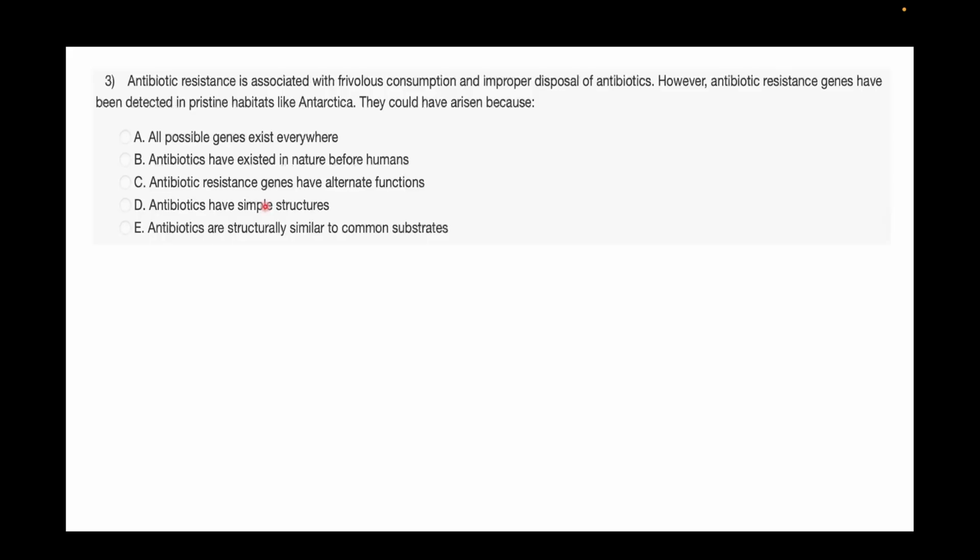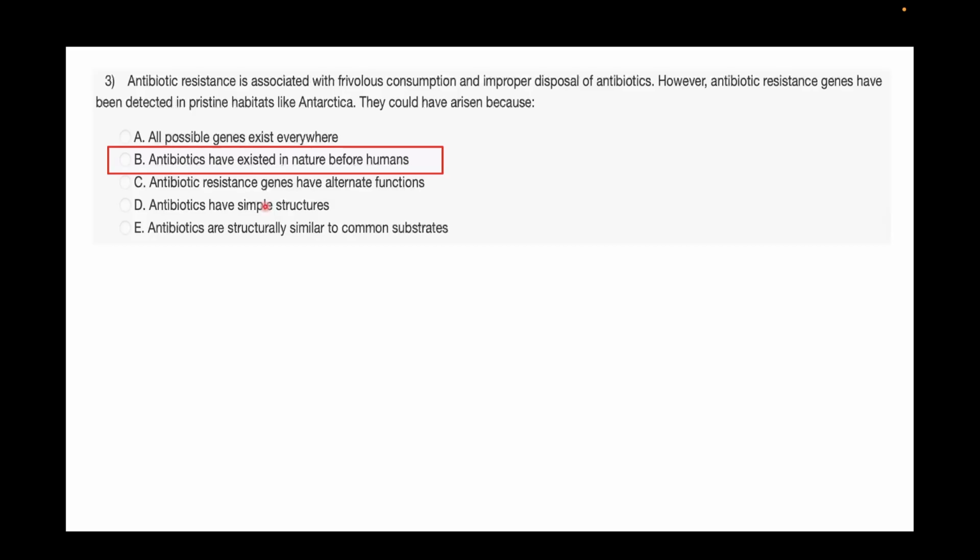All right, so let us check the chat box for some answers. Ashwini has answered option B. Let us see what is the correct answer to this question. B is the correct answer. Ashwini is correct again. Antibiotics have existed in nature before humans. It's not just a human design concept, and antibiotic resistance did not appear randomly due to improper use of antibiotics, but they have been existing from ages even before humans existed.